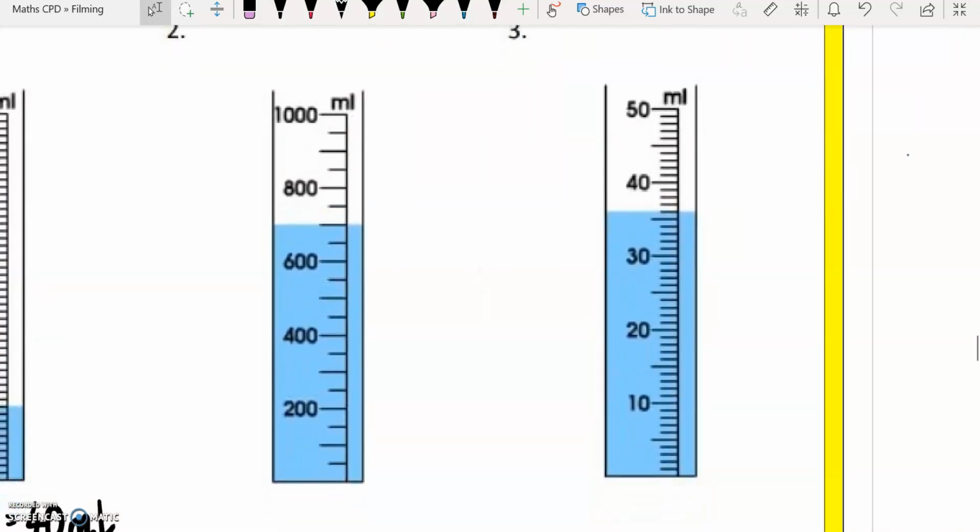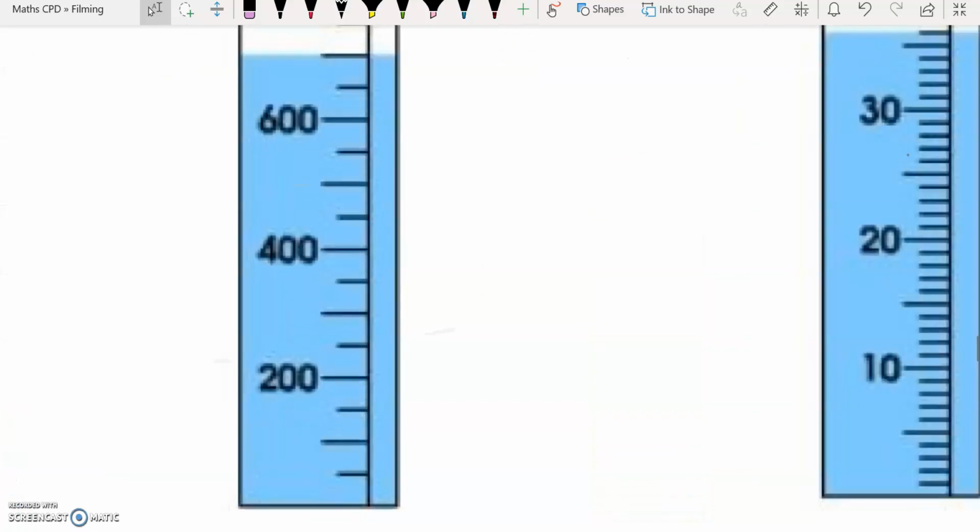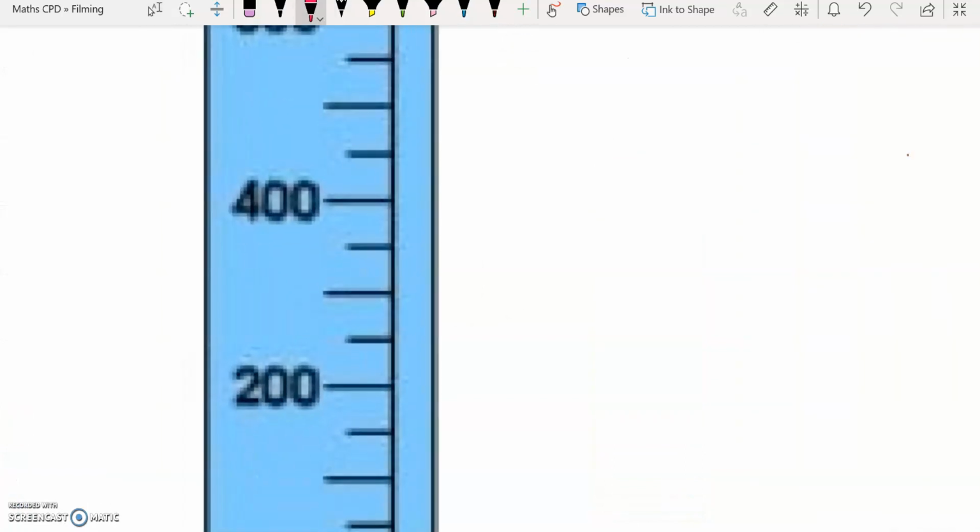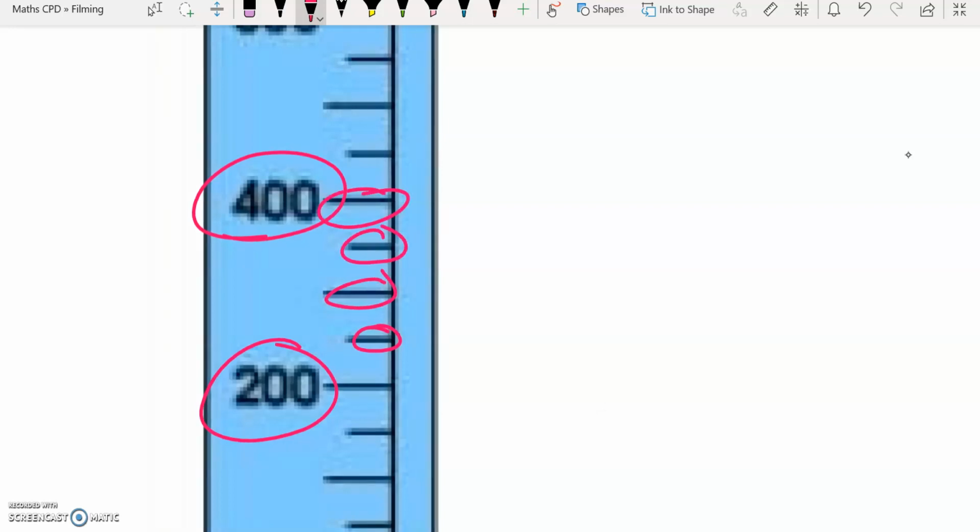Okay, so here we need to have a look at the scale. It's a different scale this time. So let's have a look at two values that we know. We know this 200 and we know this 400. Let's see how many different steps there are in between. There is 1, 2, 3, 4 steps. So to get from 200 to 400, there are 4 steps. 1, 2, 3, 4. Okay, so 4 steps between 400 and 200.